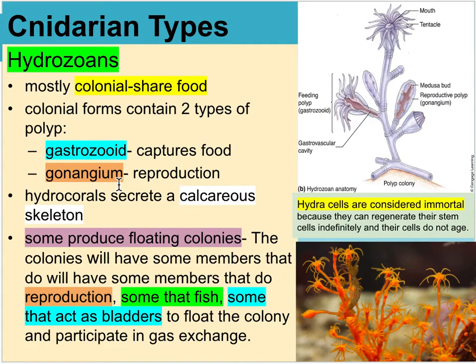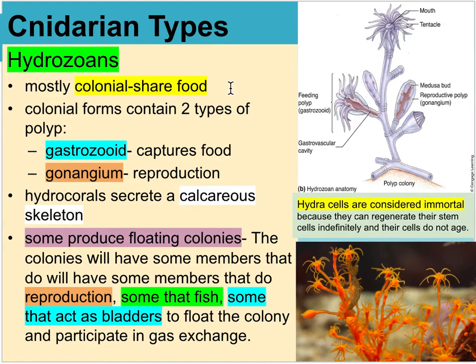And in order to float, they need different members to do different things. So some of them reproduce, some catch fish, some will act as bladders and blow up their cells with air so that they can keep the colony floating. The crazy thing is that hydra, which is a common name for hydrozoans, are actually considered immortal because they can take their stem cells and regenerate stem cells.